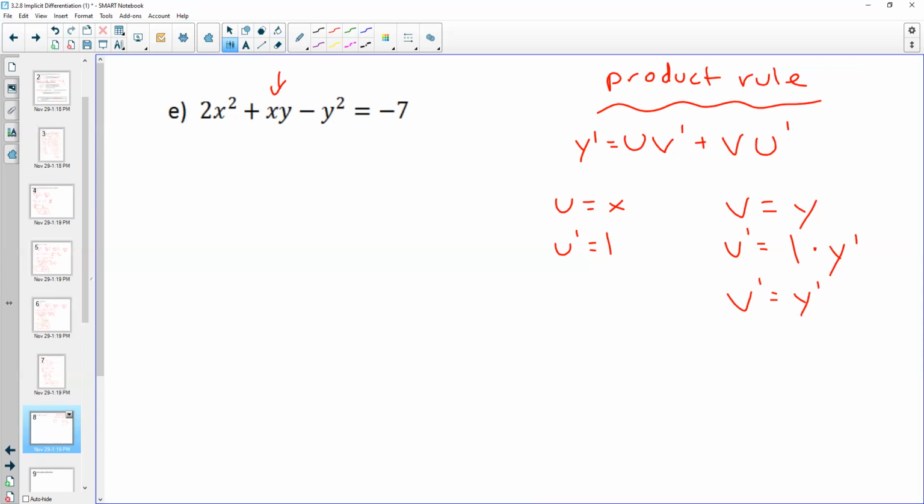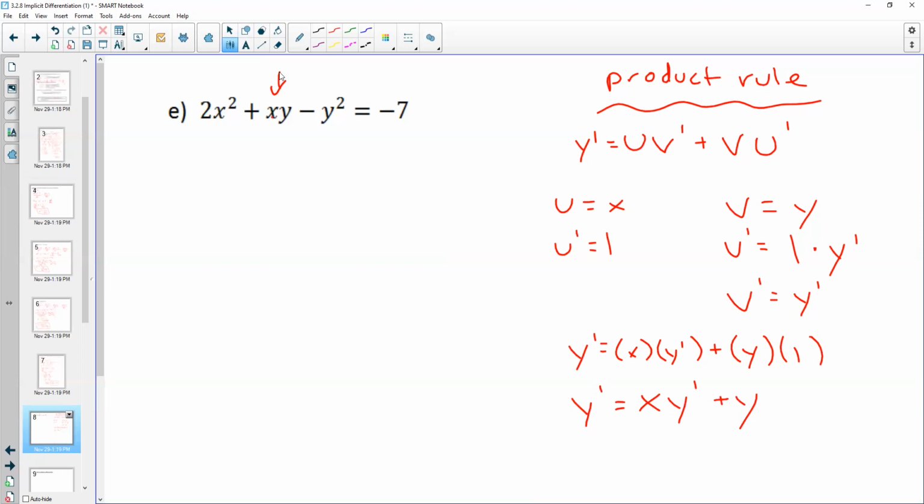Okay, so let's find the derivative of this. So u is going to be x, v prime is y prime, plus v, which is y, multiplied by u prime, which is 1. Okay, so if we combine those, we'll just get x y prime plus y. So what did we just do there? We found the derivative of xy there, okay?